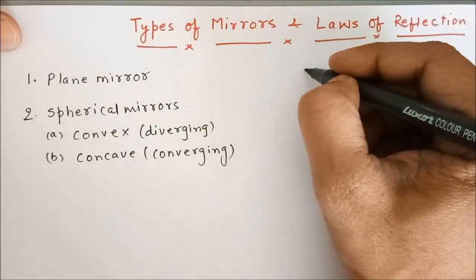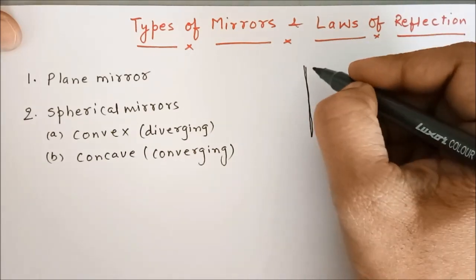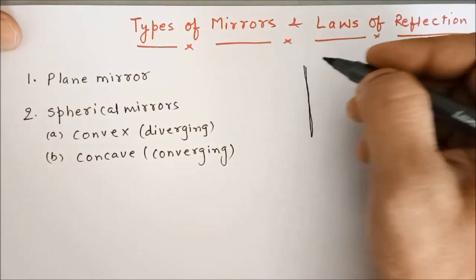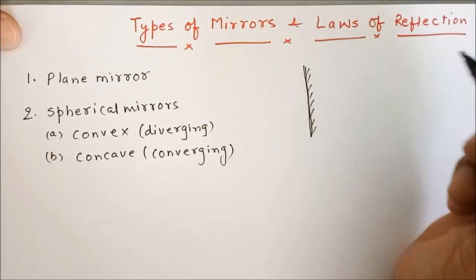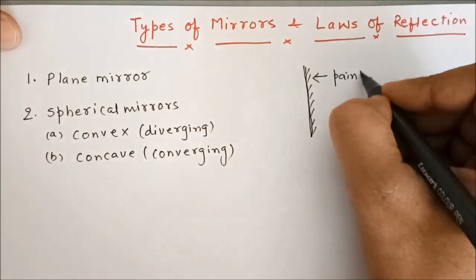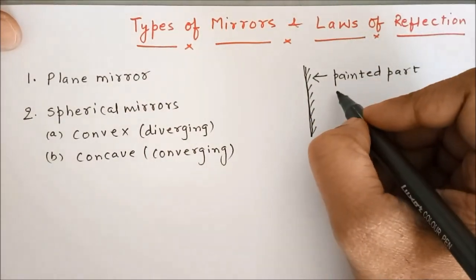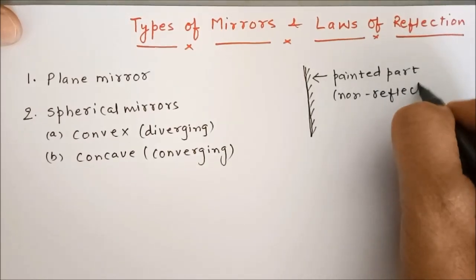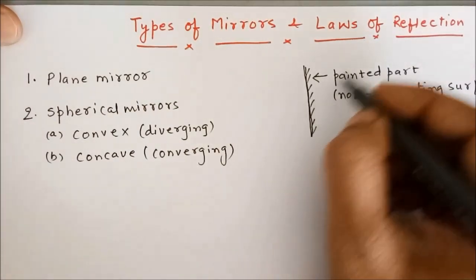Plane mirror is straight, it does not have any curvature, and a plane mirror is nothing but a piece of glass, but it is painted with red lead oxide paint, and that painted portion is shown by these lines. So this part is basically the painted part, and the painted part does not help in reflection. So it is also called non-reflecting surface. So the reflection does not take place from here.